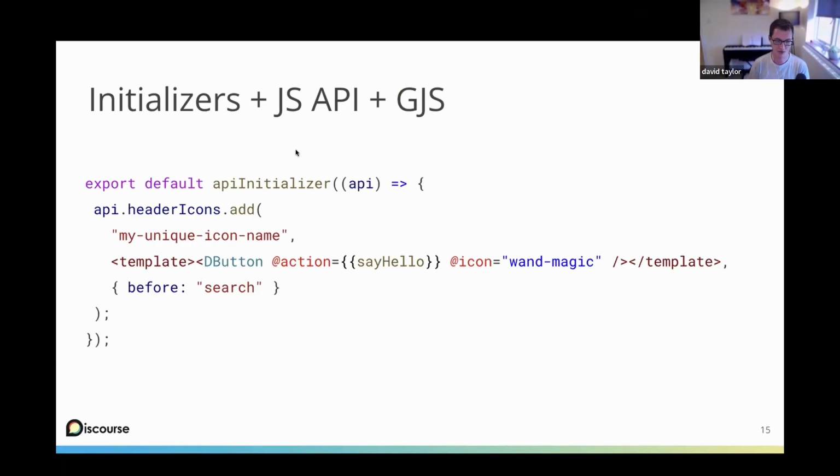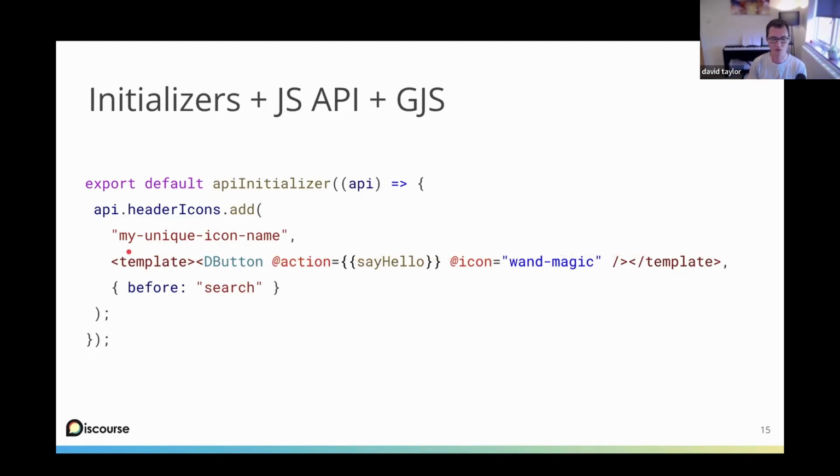So in this example, we're adding a new header icon to Discourse. We give it a unique internal ID, and then we add positioning information here. And then here we just have an inline template tag. For people who aren't familiar with GJS, doing this literally generates a component class right there, which is great. So we're creating a very simple component inline in a method call.